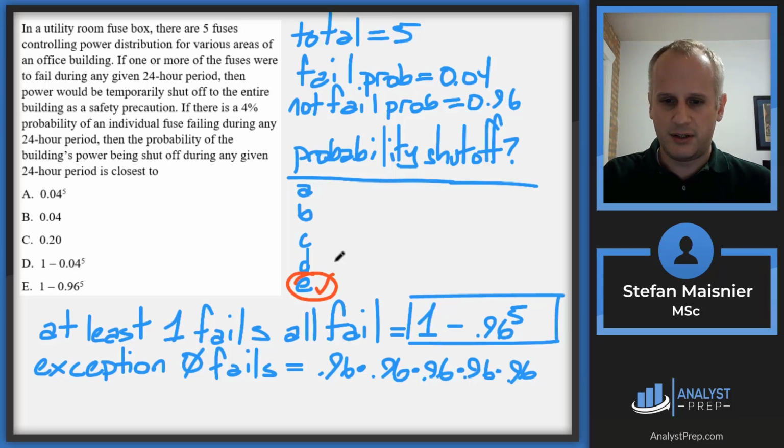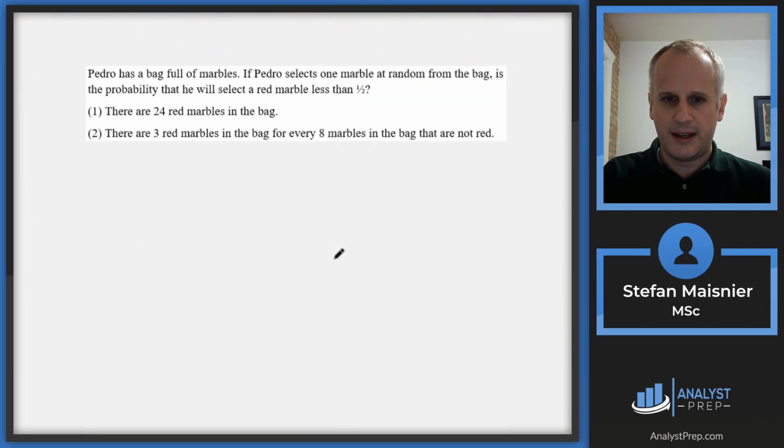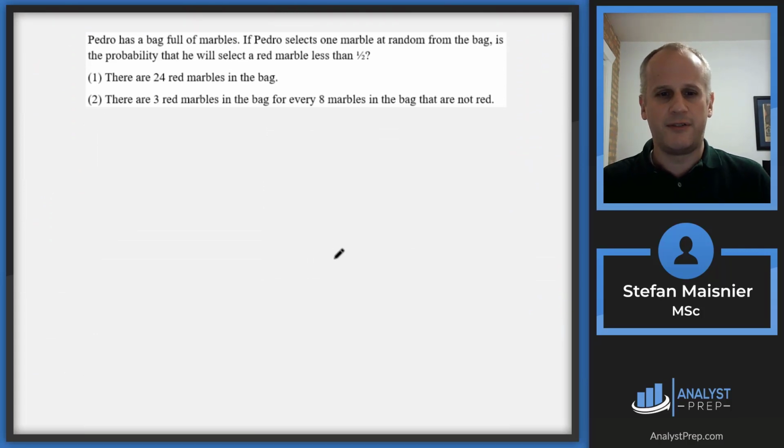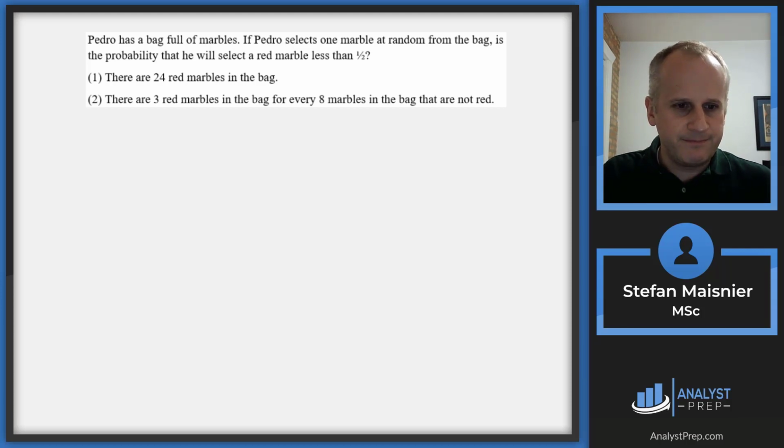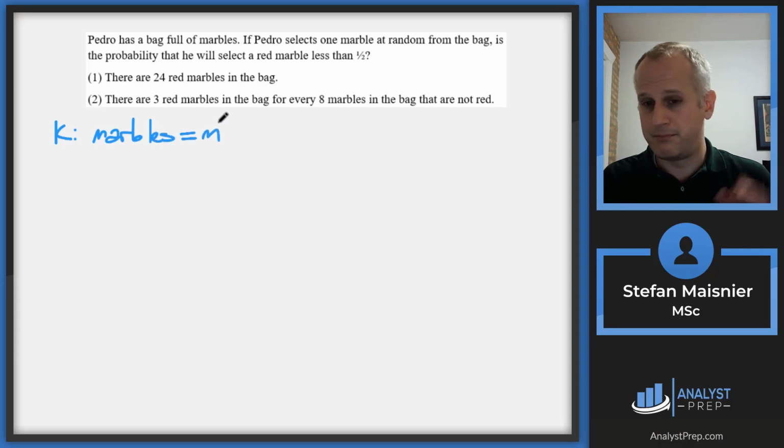So now let's go ahead and scroll down and consider this next problem involving Pedro and his bag full of marbles. Considering Pedro and his marbles, just like every data sufficiency, we need to start with what we know. It says Pedro has a bag full of marbles. So we don't know how many marbles there are, but let's just call it M, to begin assigning variables as quickly as possible.